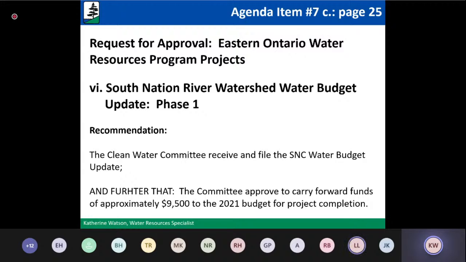Any questions in this regard for Kat? Hearing none. So the recommendation is the Clean Water Committee receive and file the SNC water budget update, and further that the committee approve to carry forward funds of approximately $9,500 to the 2021 budget for project completion, as Kat indicated, sometime in June. I'm looking for a mover.